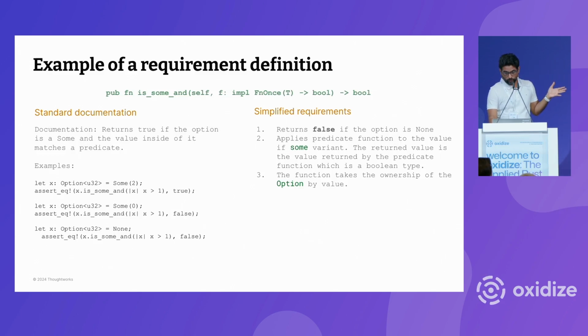The function will return false if the option value is none. If there is some variant, this function will apply a predicate function, and the return value of that predicate will be returned as the value. And finally, the function takes the ownership of the option value that we are passing. So these are testable requirements. Of course, this is just an example, and as we go further, we may have to modify or adopt it as per the ISO 26262 requirements.